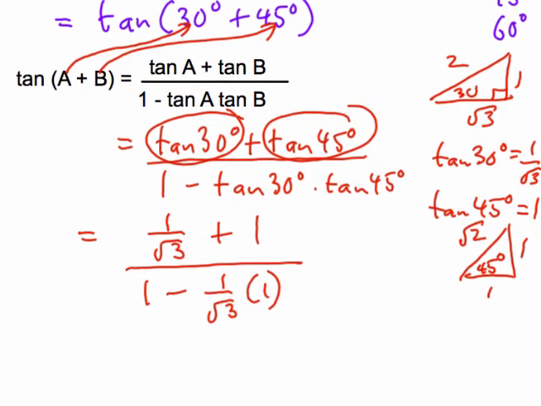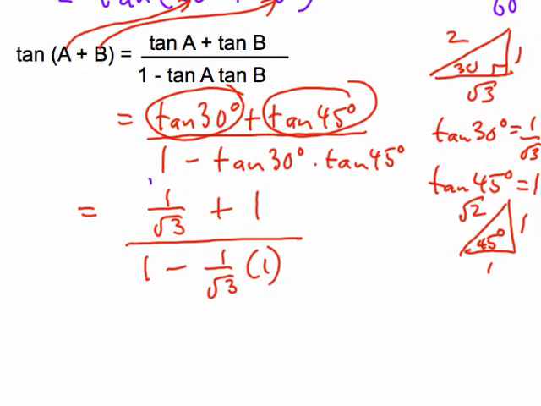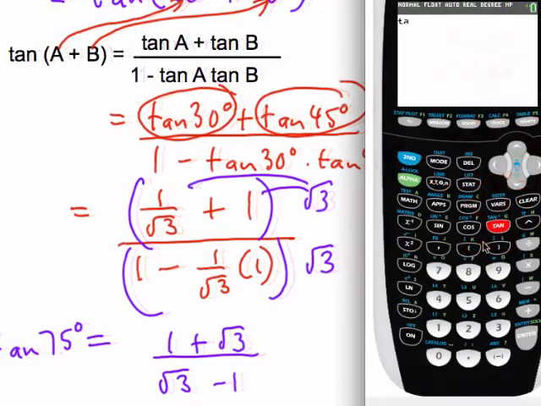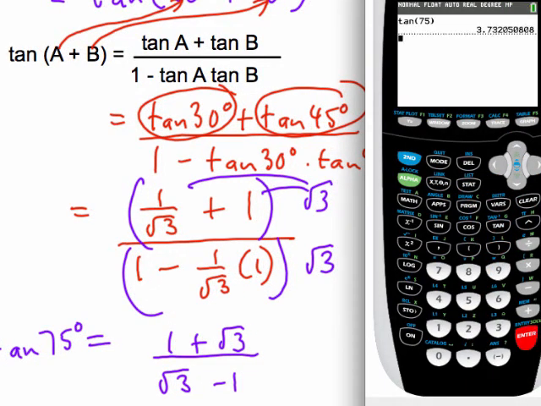And let's reduce this expression a little bit. I could multiply numerator and denominator of this by root 3 to get the complex fractions out of the way, the little mini fraction within the big fraction. If I multiply that through, I'm going to get 1 plus root 3 over root 3 minus 1, and that should do it. That should be the exact value of tangent 75 degrees. Let's check this out with the calculator. The tangent of 75 degrees is that, which means that this decimal, when I type it in, should be that value. Okay, just watch your brackets, and it is.